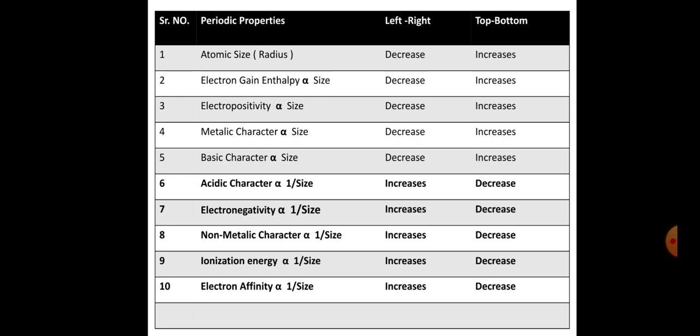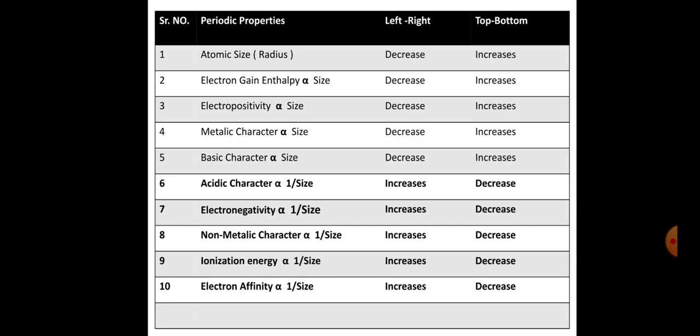Follows next, basic character and acidic character. They are inversely proportional to each other. If the size is bigger, the basic character is more. If the size is smaller, the acidic character is more. So the same example we'll take here. Sodium is bigger in size, so it has metallic character as well as basic property. But chlorine is smaller in size, so it is non-metallic as well as acidic in property.